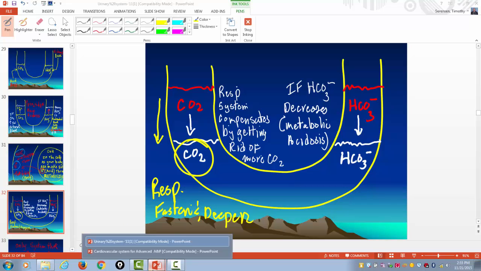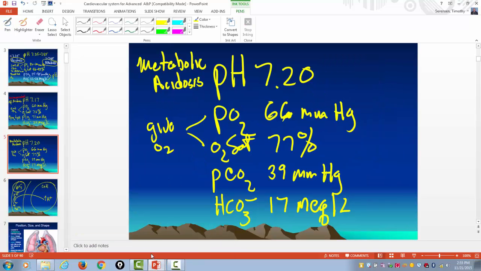So if you look at our blood gases, we determined it's a metabolic acidosis, right? And because the PCO2 is normal, the lungs have not caught on yet. So because the lungs haven't caught on yet and they haven't tried to help out, this is an uncompensated metabolic acidosis.